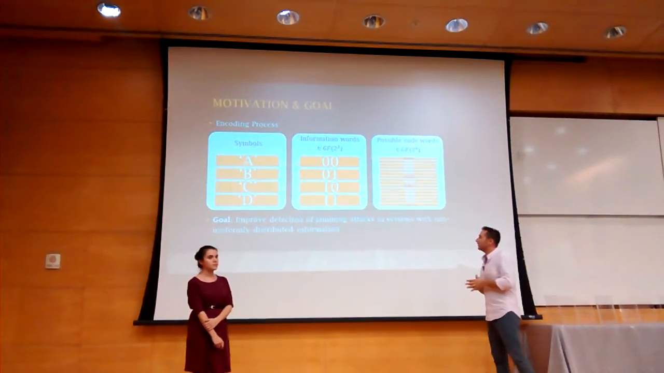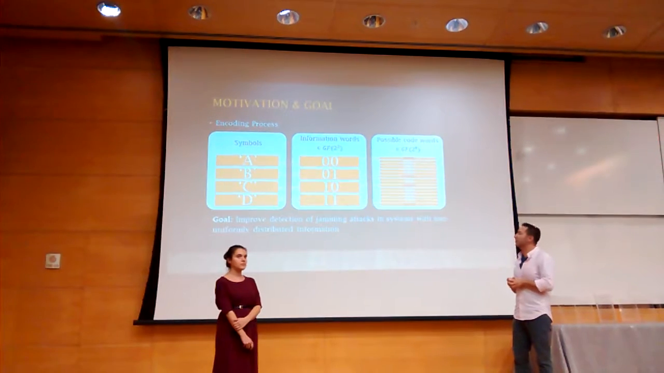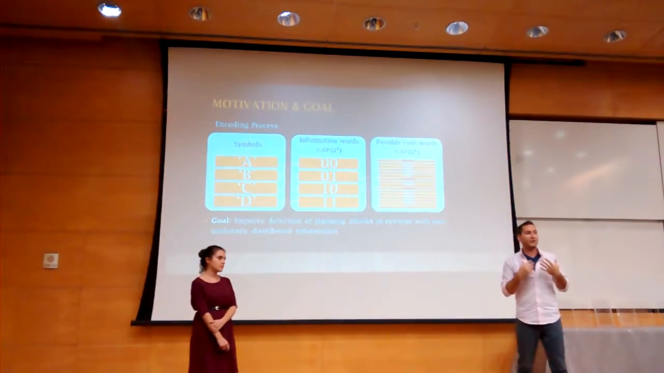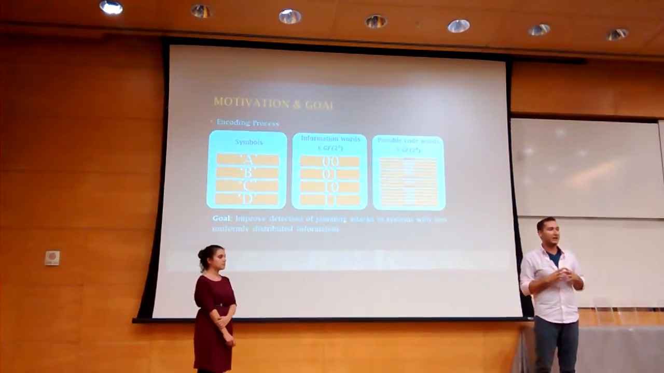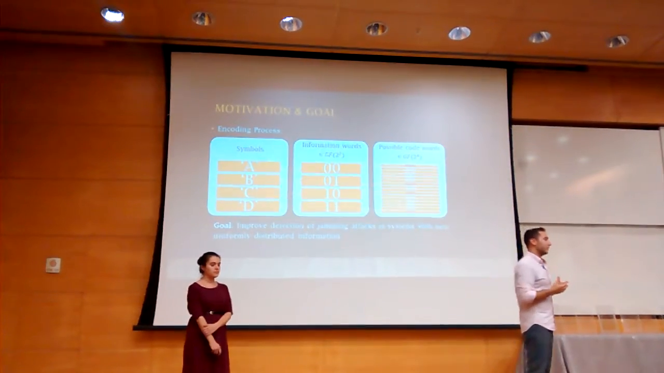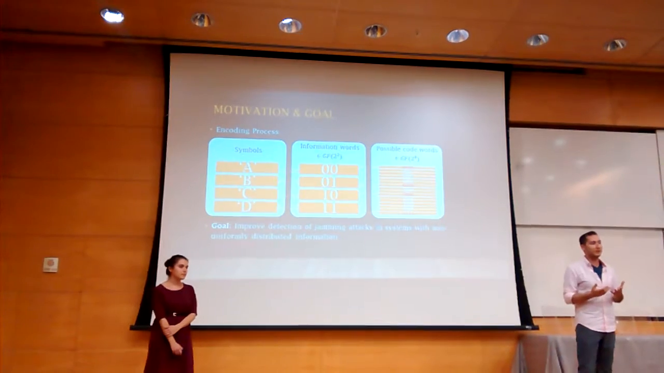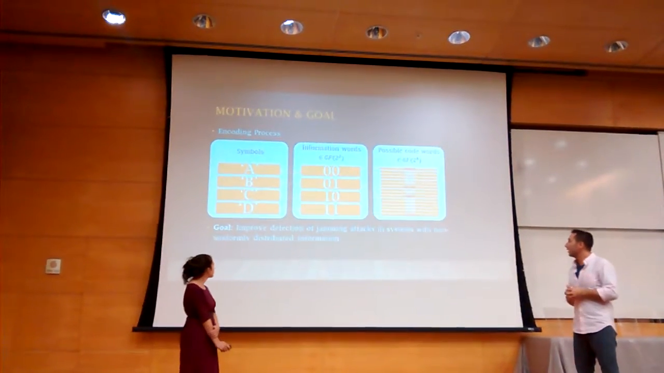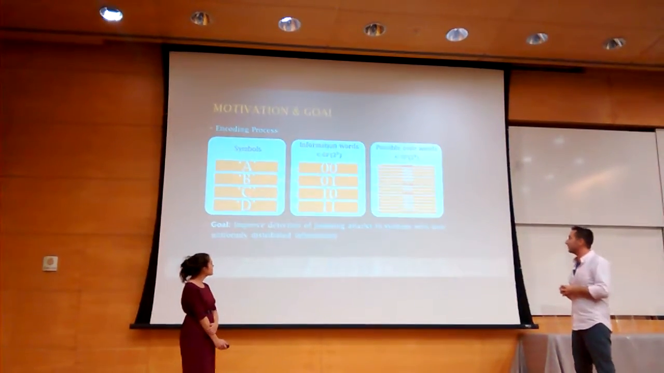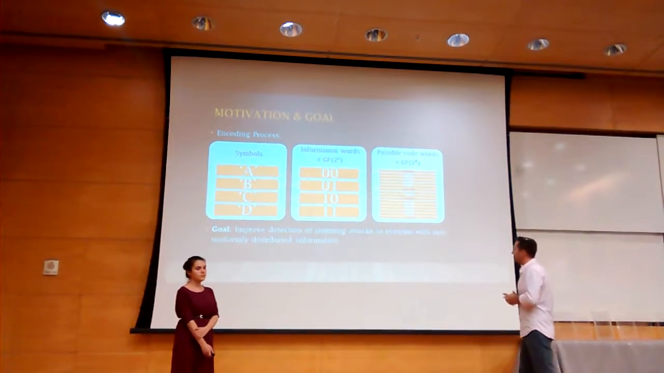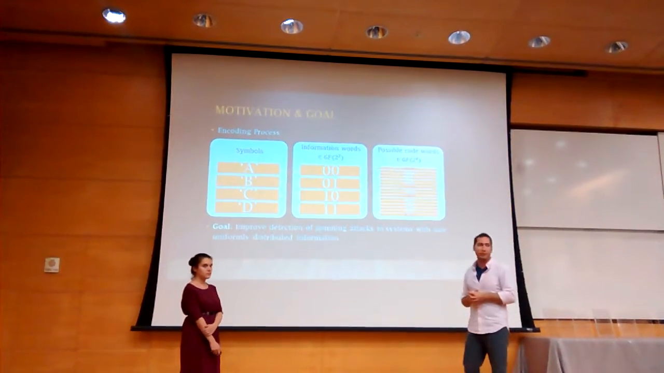Our goal is to improve detection of not only small faults, but also cases where you have a malicious attacker whose ability is so strong that he's able to change any word transmitted as he sees fit. And we're able to do this in systems where the information is distributed non-uniformly.